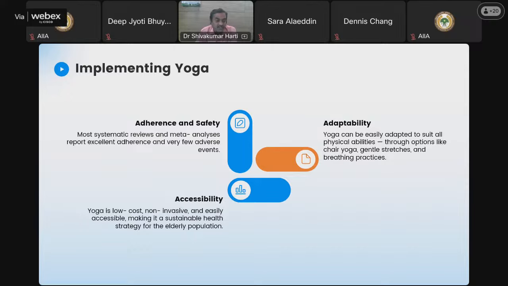Even short, consistent sessions of 20 to 30 minutes a day have shown very good benefits in mobility, mood, and sleep. Being low cost, non-invasive, and easily accessible, yoga emerges as a sustainable health strategy that can be integrated into daily life for an elderly population.